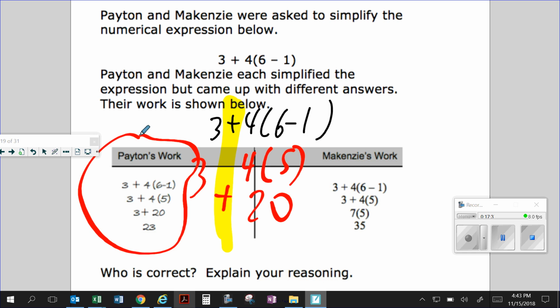23 is the answer. Let's see why McKenzie got it wrong. Oh, she didn't highlight this. What she did is she combined the 3 and the 4 right away and multiplied by 5. No, girl. You have to separate the terms by highlighting the operator.